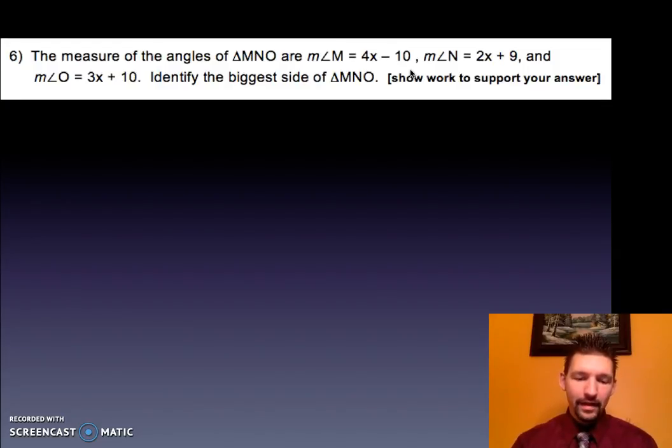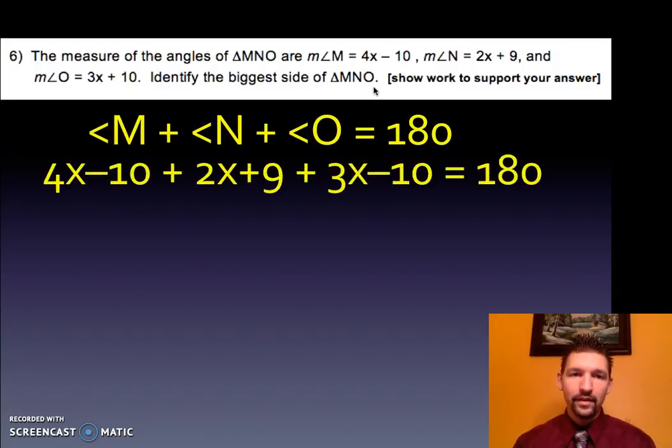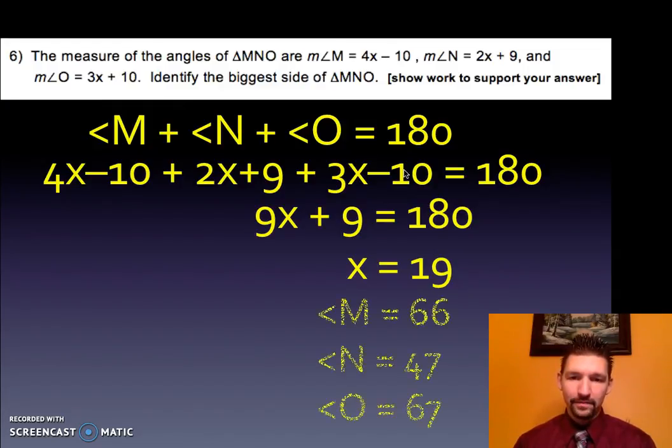All right, so this one is talking about angles. So we know that the angles of a triangle add up to 180. So the 3 angles will add up to 180. So if we plug in what was given in the problem, we'll have that equal to 180. We'll combine some like terms and end up with 9x plus 9 equals 180, and then finish solving for x. So we get x equals 19. Now the question asks us just to identify the biggest side. So we can plug in x and figure out what the 3 angles are. So we'll get 66 for angle M, 47 for angle N, and 67 for angle O.